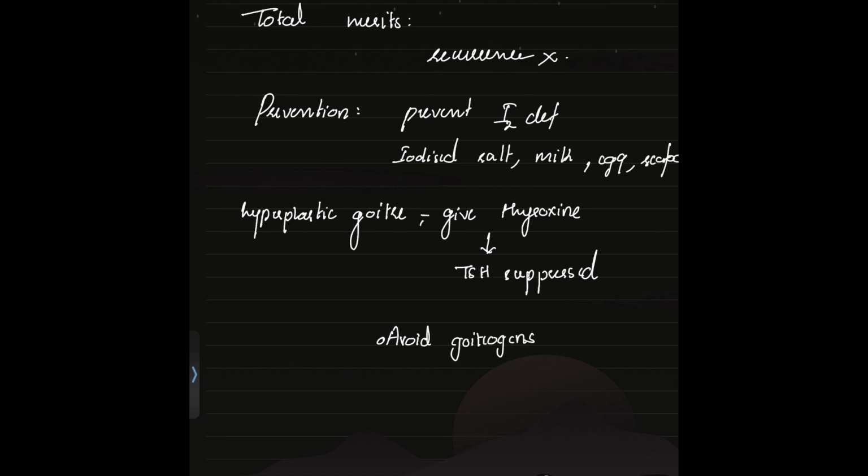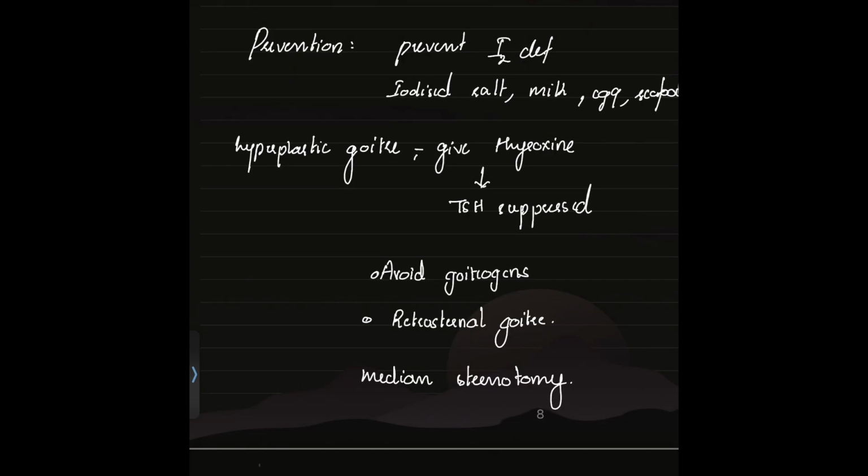If there is a retrosternal thyroid, what do we do? What we do is a median sternotomy. So that was the whole topic of multinodular goiter.